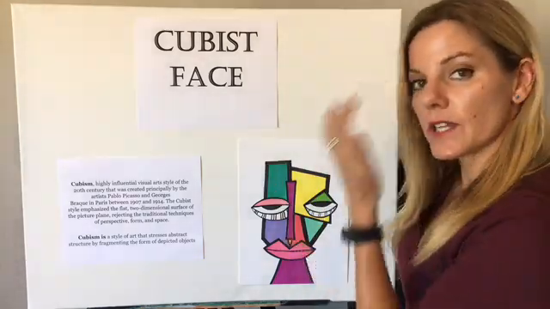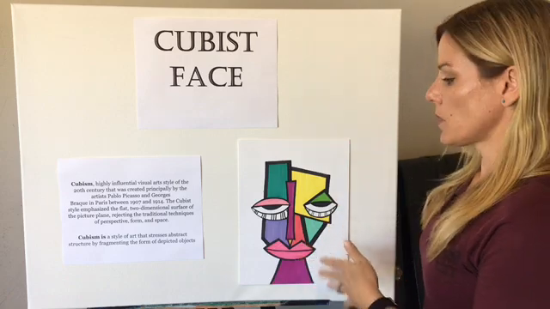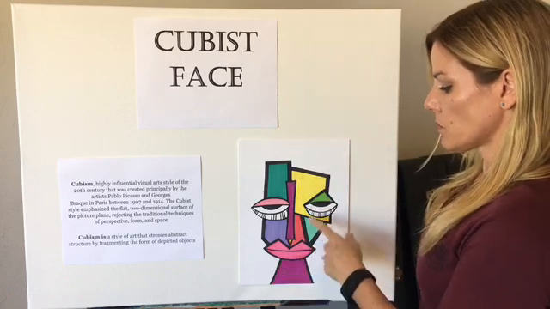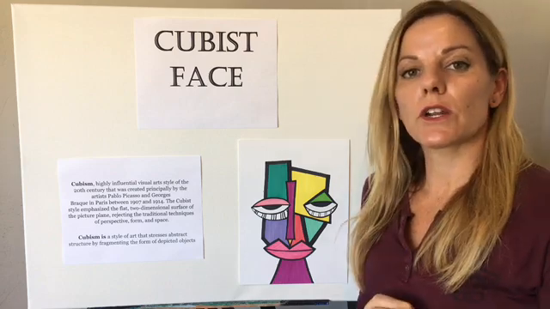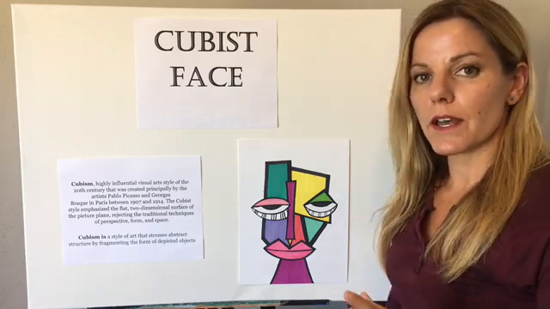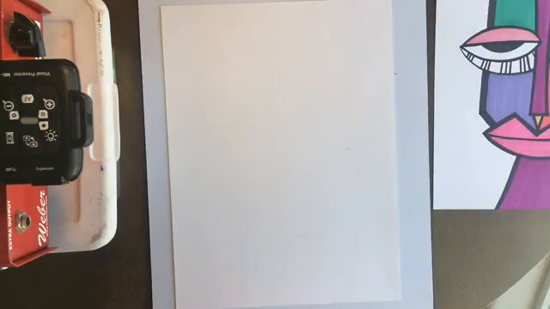So for our picture today, you can see that we have this very abstract looking face, but it's kind of broken down into different shapes. We have triangles and rectangles. So we're going to be creating our own Cubist style face today. So let's get started. Okay, so to begin our Cubist piece, I'm going to begin with the eye.